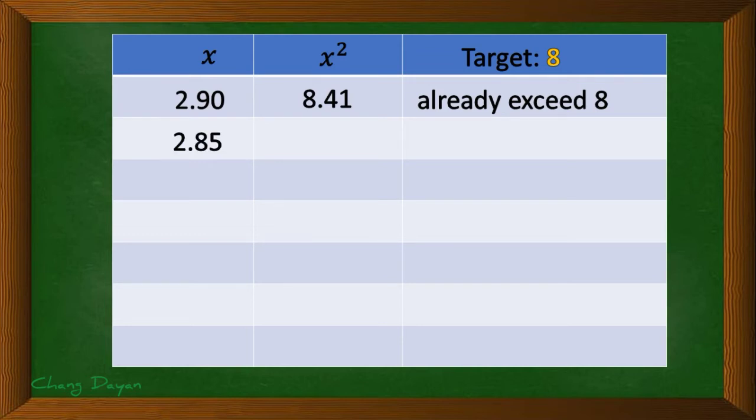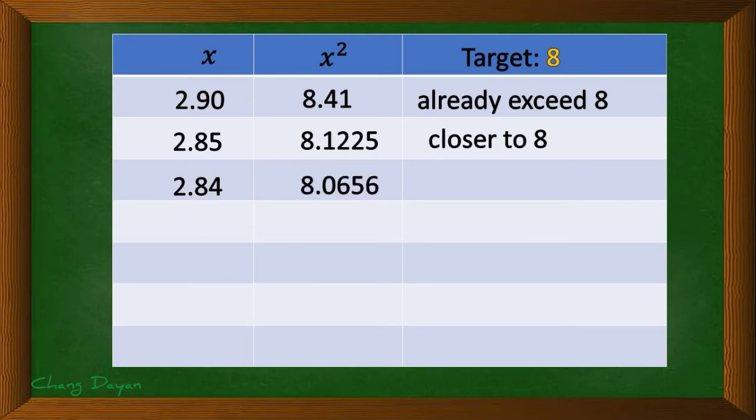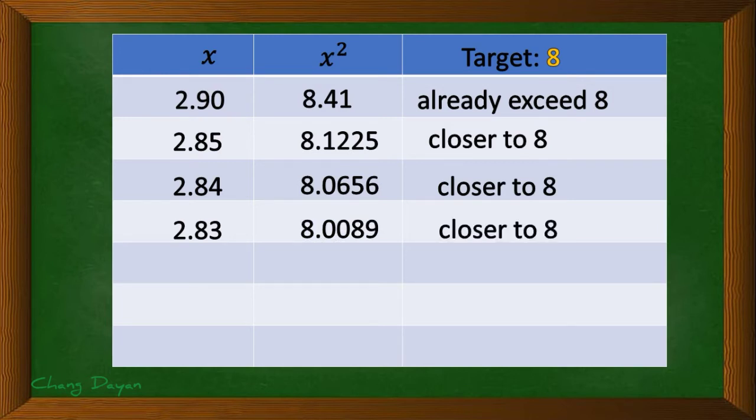Next, let us have 2.85. Square natin. It is 8.1225. And that is closer to 8. Next is 2.84. 8.0656. Closer to 8 then. Then 2.83. Square natin yan. 2.83 times 2.83. We have 8.0089. Closer sa 8. But these three are exceeding to 8. Closer lang siya. Next is 2.829. We have 8.0032. Again, this is closer to 8.